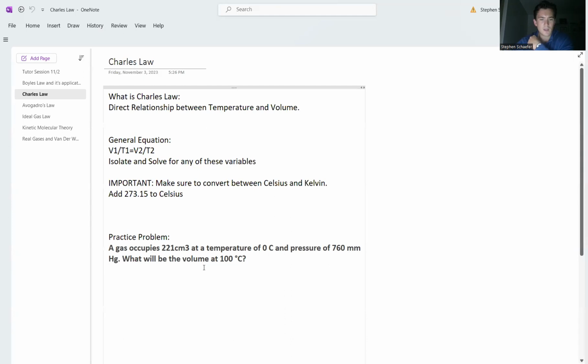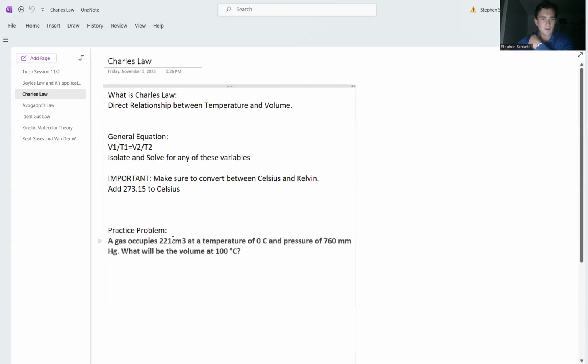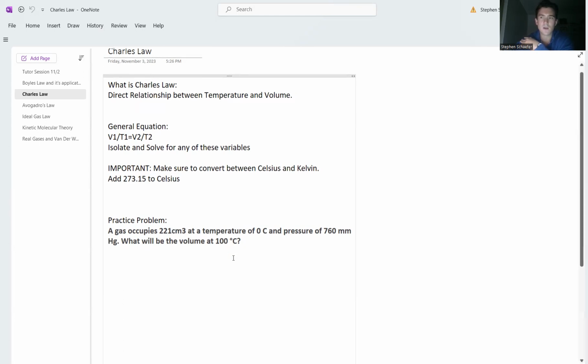So that's not going to mess anything up, right? And we're given a T2. So we're solving for a V2. So we have our V1, and we are given a T2, right? So how about we pause the video right now and then work it out on your own and then come back to it.